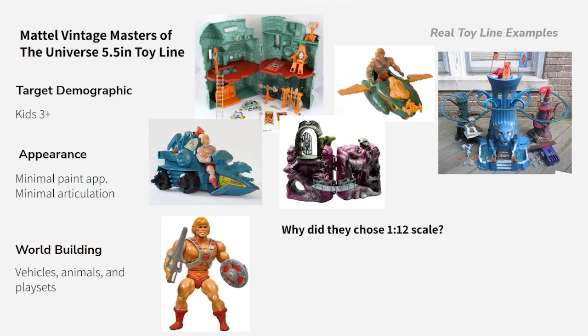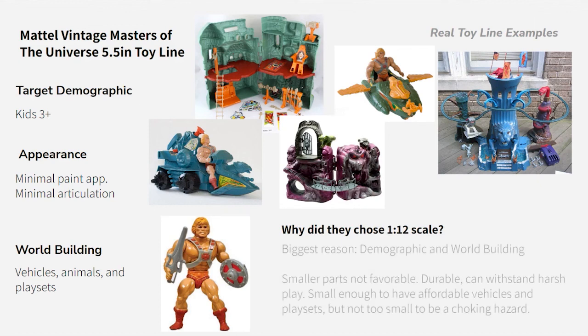So, why the 1/12 scale? Why not do 3 3/4 like the Jurassic World toy line, which also is heavy on playsets and vehicles? Biggest reason? Demographic and world building, but mainly demographic. Smaller parts are not favorable if you're making toys for younger kids. That also means we need minimal parts because the more parts, the more chance there is for it to break. So, honestly, the main priority is the toy needs to be durable and it needs to do the thing.